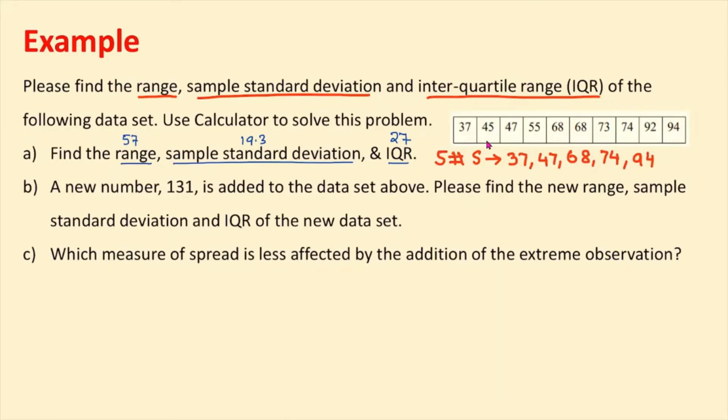Now in the same data, we are asked to add 131. We are adding one extreme value. The largest value here is 94, and we are adding a big number there, 131. After we add that, we use the calculator again to see the new range, new sample standard deviation, and new interquartile range. So let's get back to our calculator again.